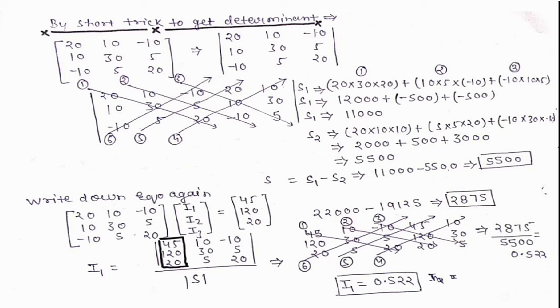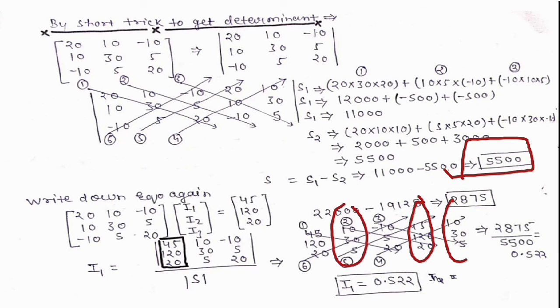So 45, 120, 20, 10, 35, minus 10, 5, 20, divided by the determinant of S, or you can say the determinant of R, whatever you want to say. The value is 5500. Again you see here, we will write it down again: 45, 120, 120, and 10, 30, 35.